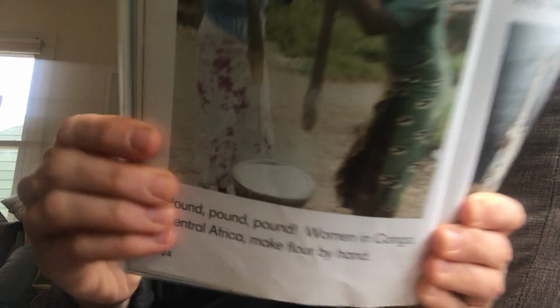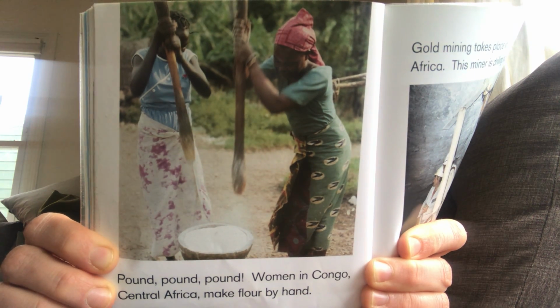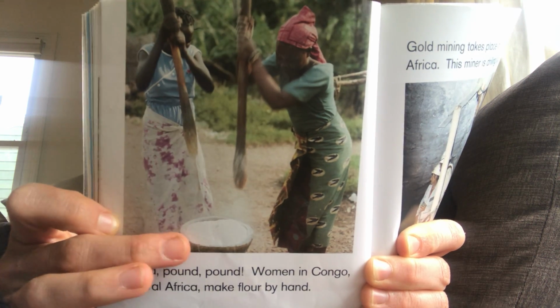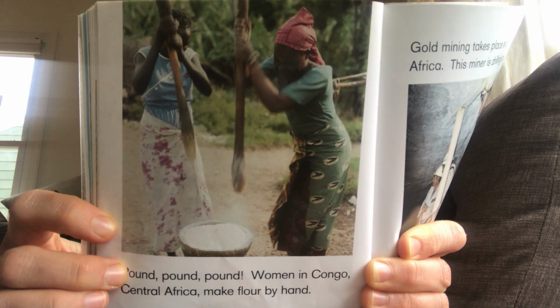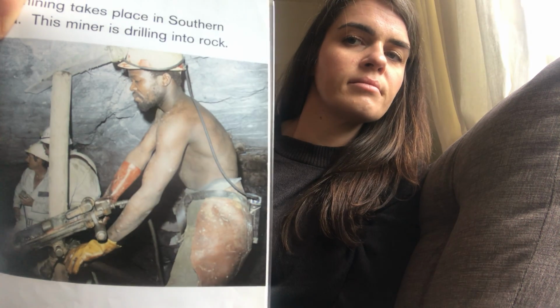Pound, pound, pound. Women in Congo, Central Africa, make flour by hand. Here's women, and they are pounding some flour there. I'm not sure what type of flour that is. Gold mining takes place in southern Africa. This miner is drilling into rock. See him there.